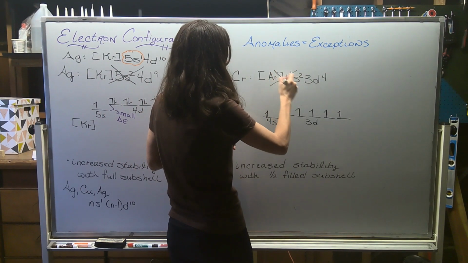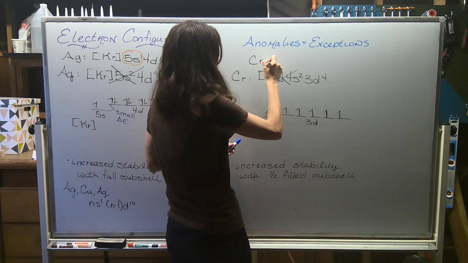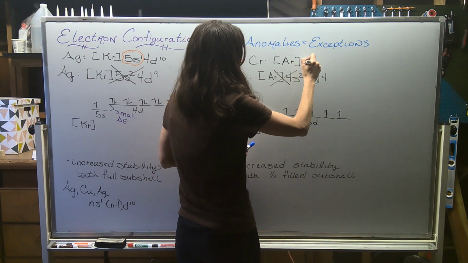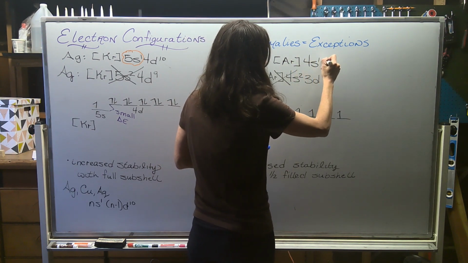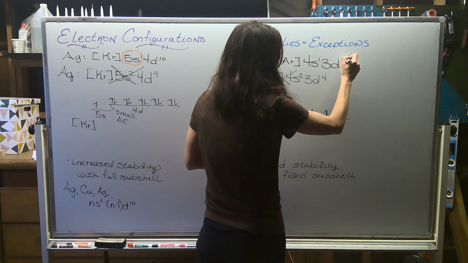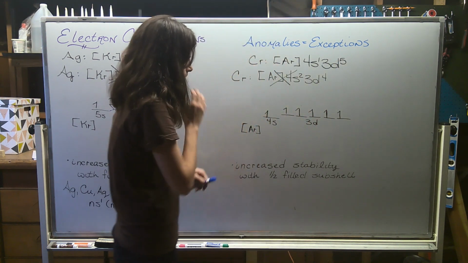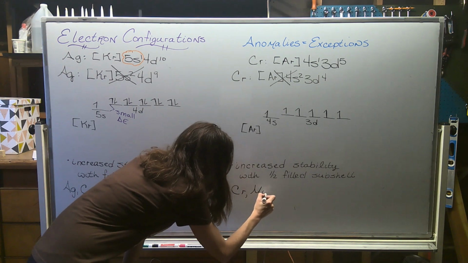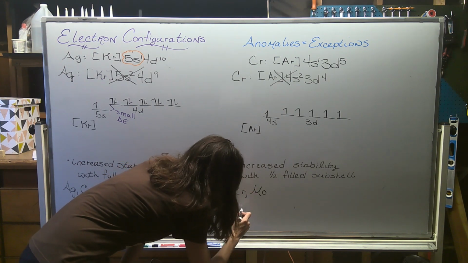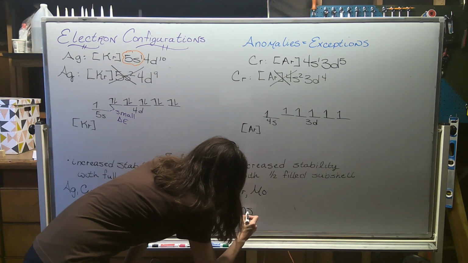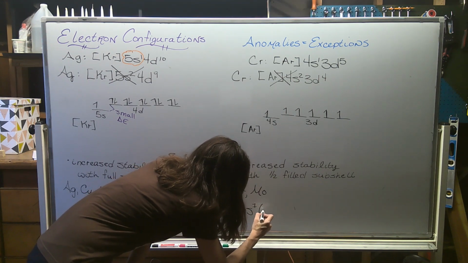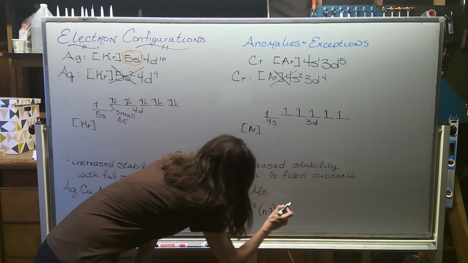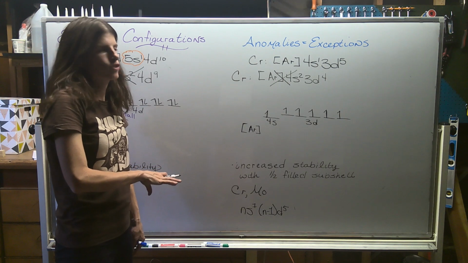So this is wrong. And we're going to do argon, 4s1, 3d5. Apart from chromium, we also see this with molybdenum. And I can kind of generalize it to say we're going to have ns1 and (n-1)d5 as our generalized electron configuration.